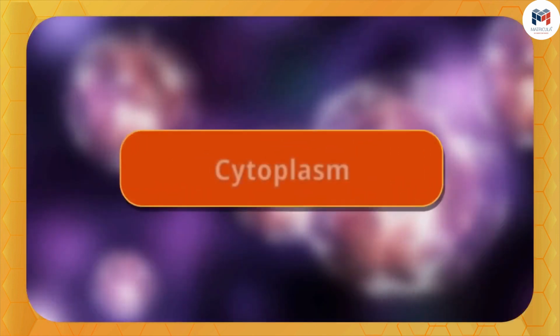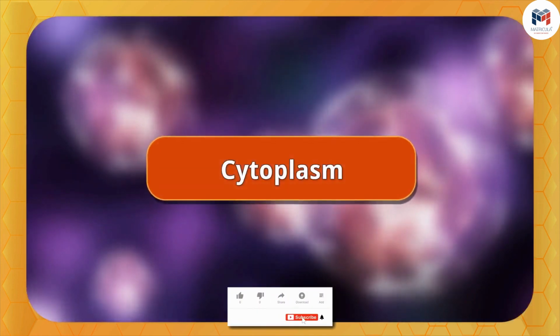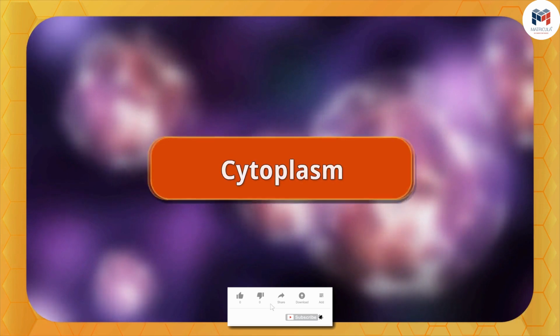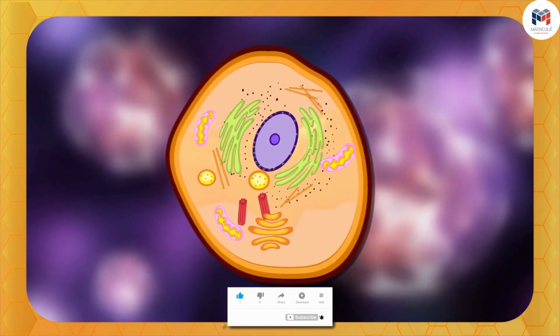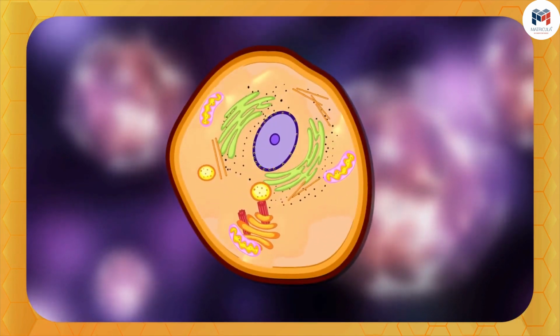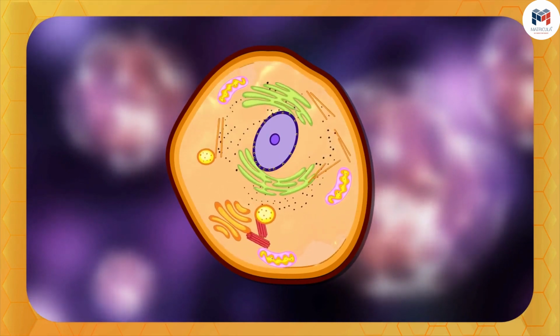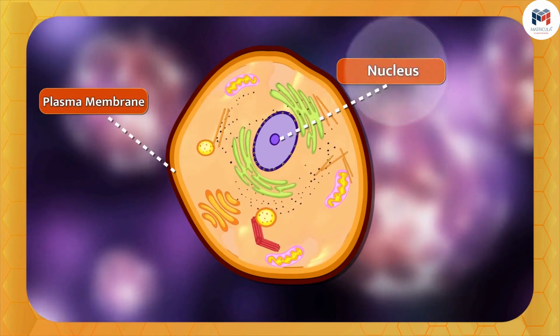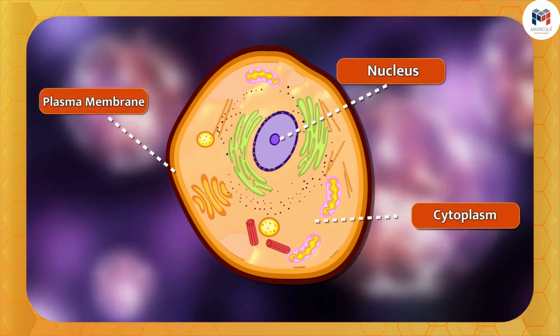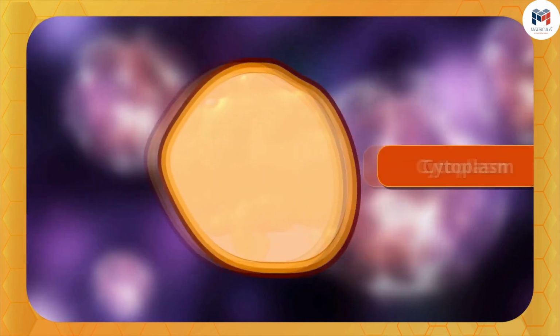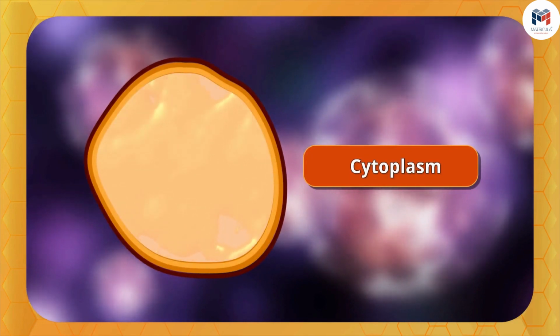So first of all, let us understand cytoplasm. Friends, what do you think? Where is cytoplasm present in a cell? Yes, we have already learned in the cell structure that the part between the nucleus and the plasma membrane in the cell is called the cytoplasm. It is a jelly-like fluid. Well friends, what could be the reason for it being jelly-like?